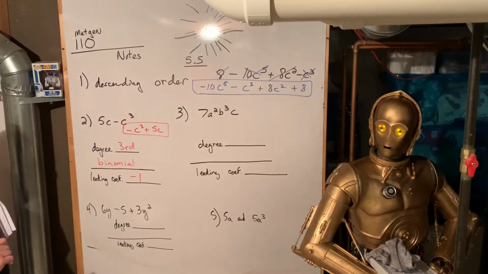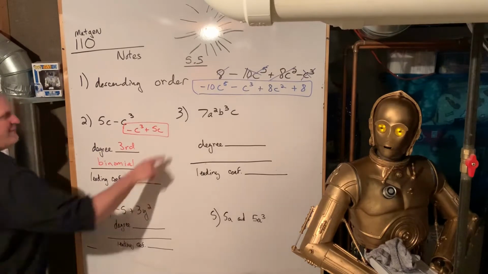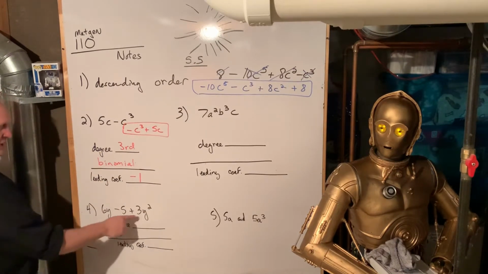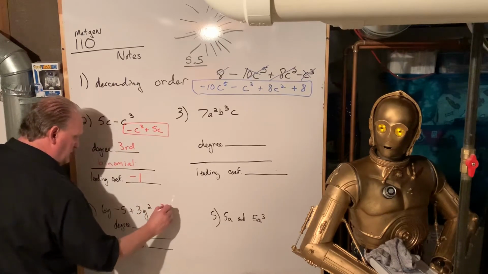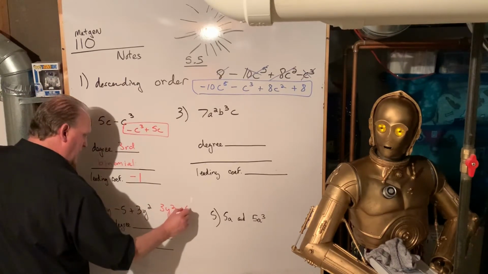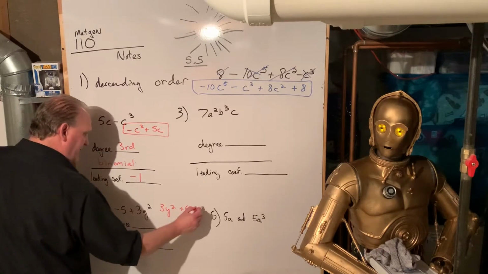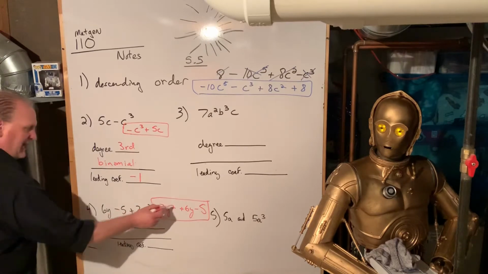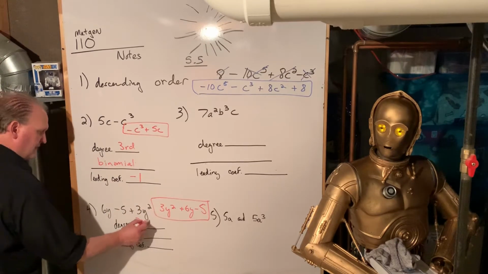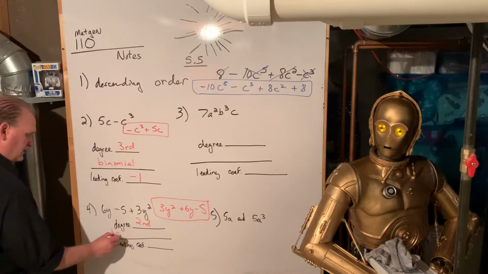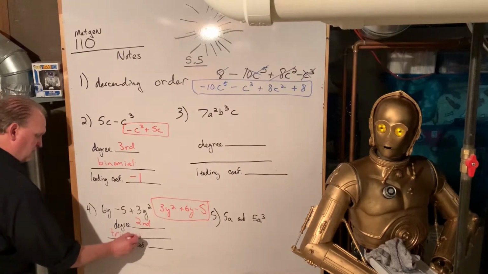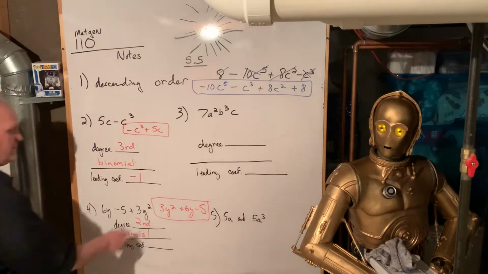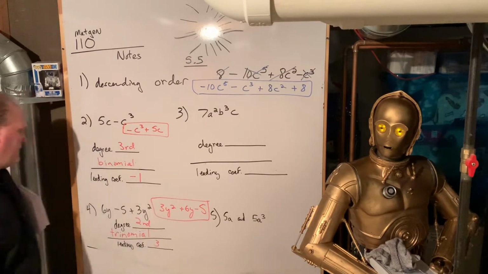All right. Let's do number 4, and then we'll go back and do number 3. I don't like number 3, but we'll do this one first. So look, descending order, 3y squared plus 6y minus 5. That is descending order. This is a 2nd degree trinomial, because there's 3 unlike terms. 1, 2, 3 unlike terms, so a trinomial. Leading coefficient is 3. All right?